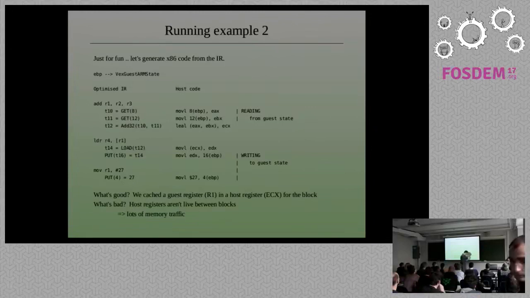But there is a kind of a downside to this as well, which becomes more obvious as the blocks get longer. So here we're reading values out of the guest state into the host registers. And at the other end of the block, we're putting values from the host registers back into the guest state, back into memory, back into our structure. The effect of this is that there are no registers live across the end of the block boundary. And it makes the compiler simple, but it generates a huge amount of extra memory traffic.